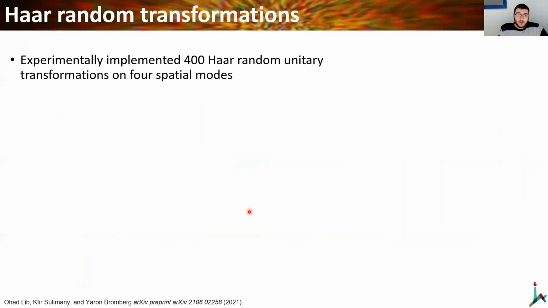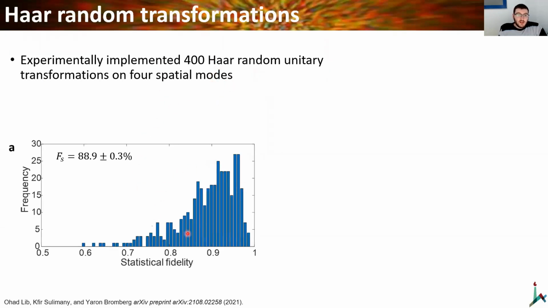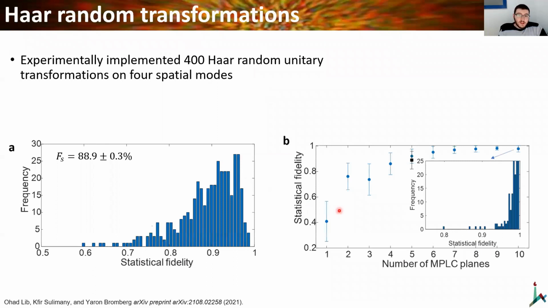Another thing that we can do is to test the universality of our MPLC device. To do so, we considered random transformations. We wanted to really implement random transformations on 4 spatial modes. So we experimentally implemented 400 such random transformations and looked at the fidelity of the output's coincidence detection compared to the theoretical expectation. And we get a fidelity close to 90%. The fidelity here is basically limited by the number of MPLC planes that we use. In the experiment, we have only 5 planes, and we get a fidelity near 90%.